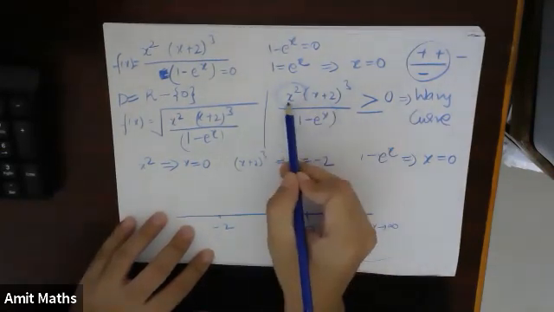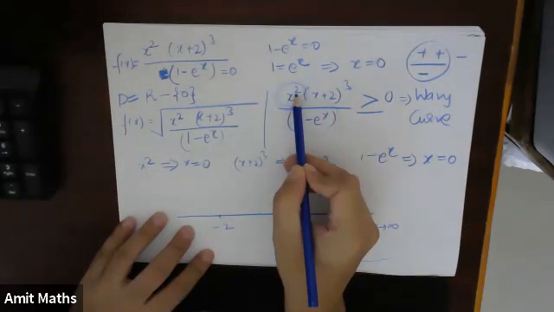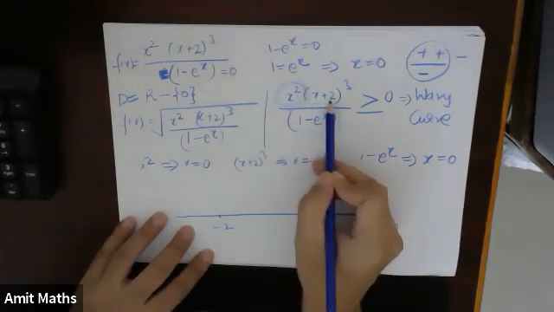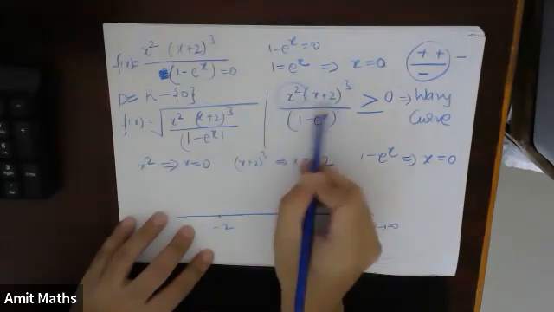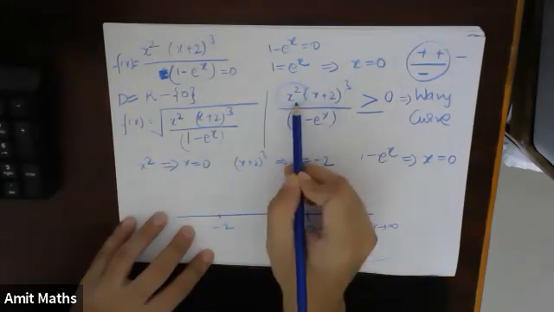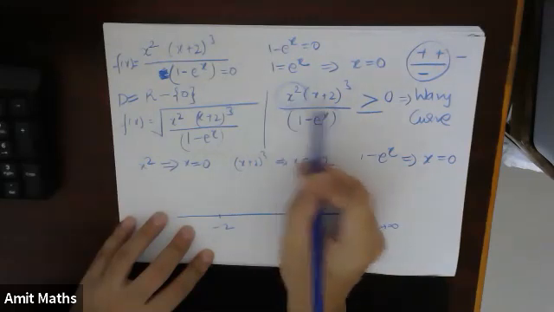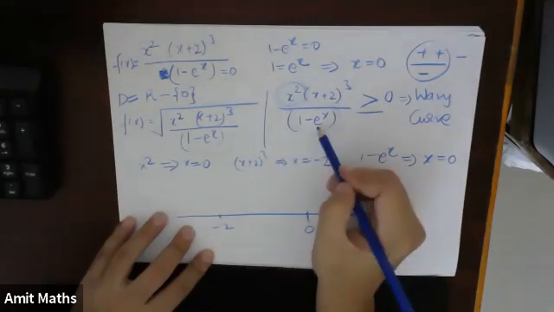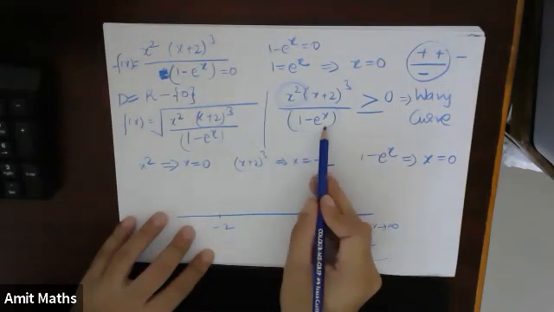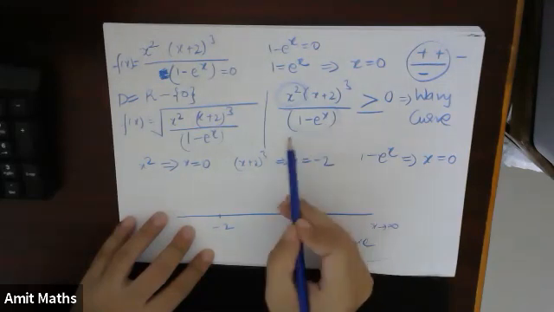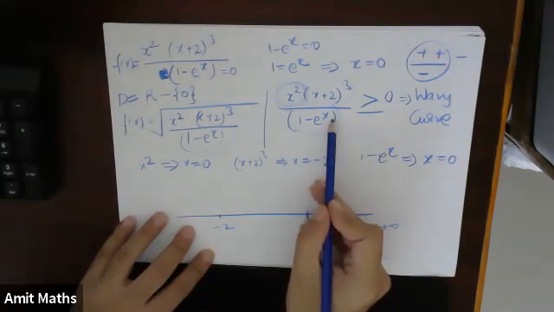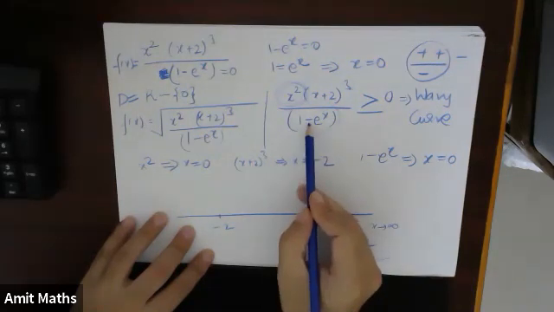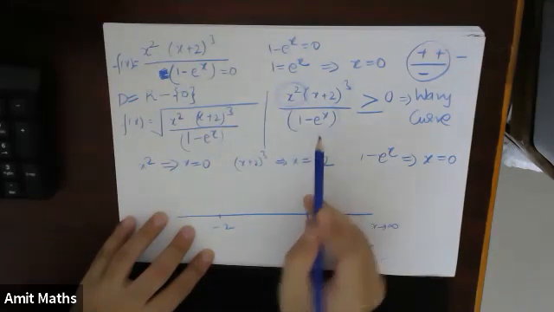Okay, minus 1 whole squared will give you positive. Fine. Minus 1 plus 2 will give you 1, and 1 whole cubed is 1. So in the numerator, you have positive sign. Now in the denominator, what do I have? 1 minus e to the power x. I will substitute x as minus 1. So what I'll have? 1 minus 1 upon e to the power 1.